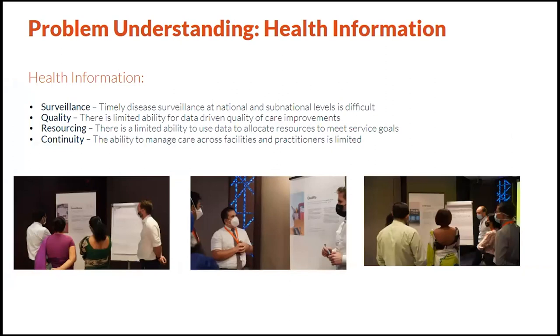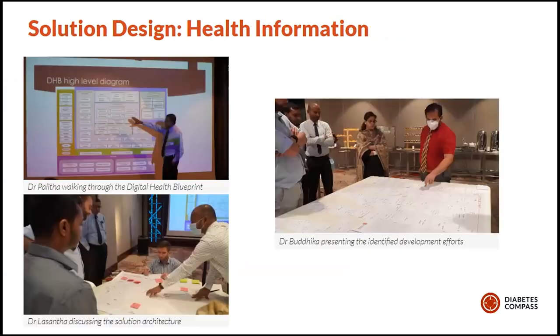So we undertook a lot of co-creation and collaborative activities in the three countries where we're implementing the Diabetes Compass program. We have different product tracks in our program, one of them called Health Information. We underwent these activities around four problem areas: surveillance, quality, resourcing, and continuity. How can you use health information across those four areas to innovate and create solutions? That then expanded further into a solution design phase, and here we're working again with some of our partners. There's a beautiful photo of you, Dr. Polita, presenting the digital health blueprint on the top left corner.